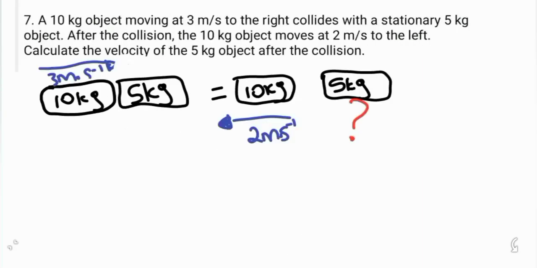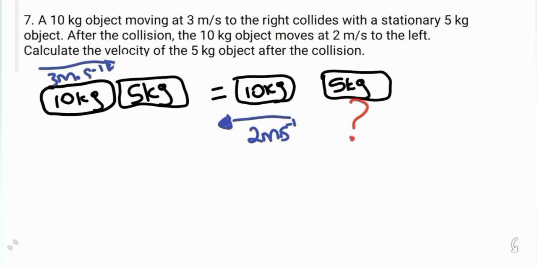Try this one. Try number 7. The best way to learn physics is to take practical action. So try this one. Feel free to take a shot and fill a pen. Try number 7.